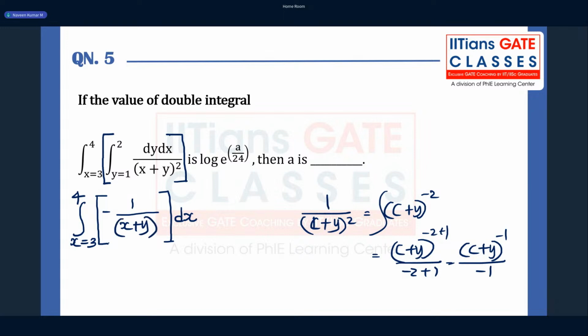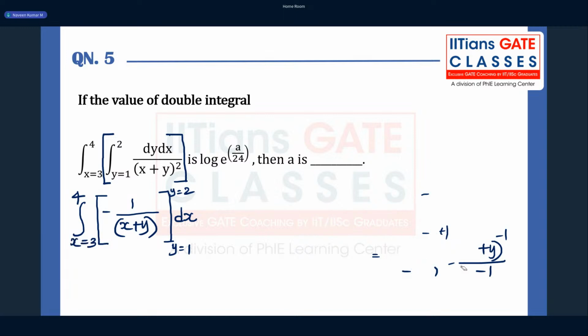This is the integration for the limits of y equal to 1 to y equal to 2. Those are the limits that they have given, right? So let's solve this.